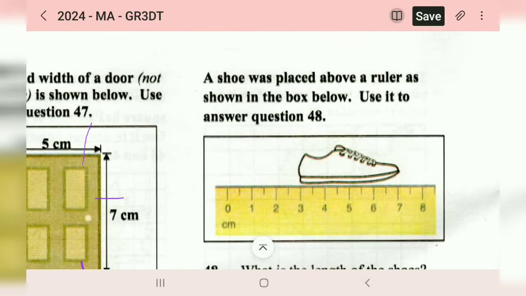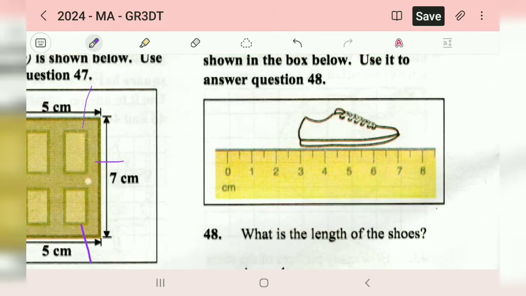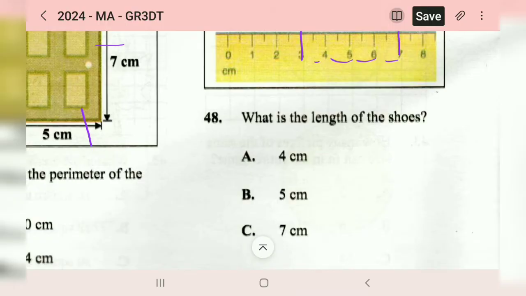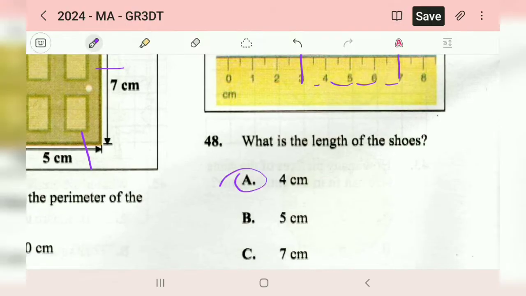A shoe was placed above a ruler as shown in the box below. Use it to answer question 48. So here we have the shoe. No doubt they're going to ask you the measurement of the shoe. So let's cut it out from now. 1, 2, 3, 4. All right. So let's see, what is the length of the shoe? 4 centimeters.